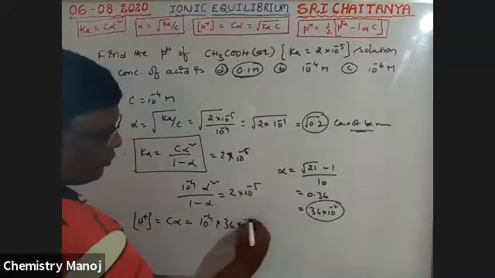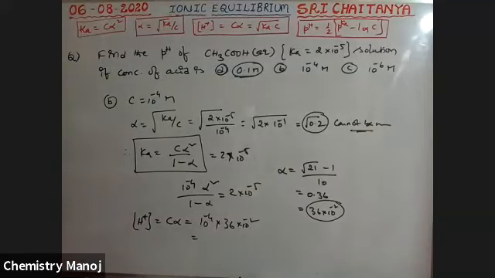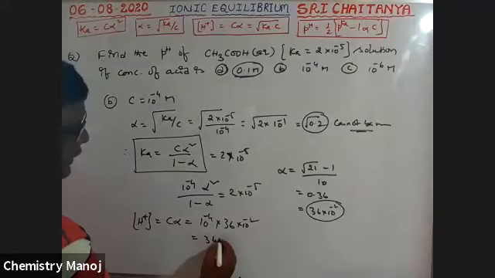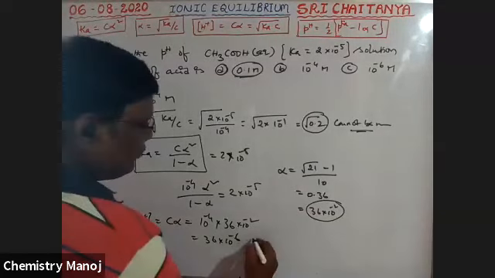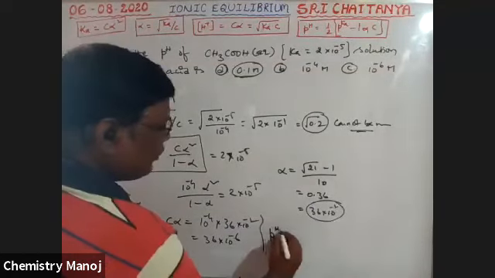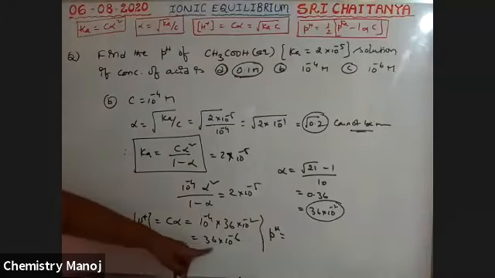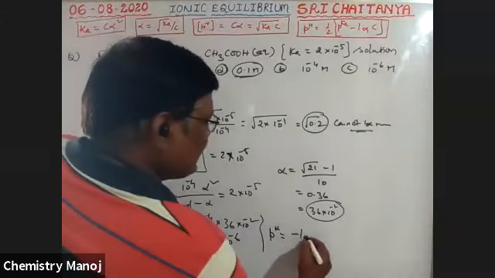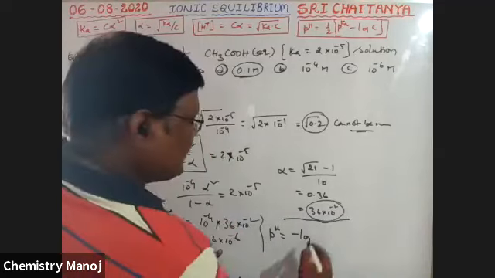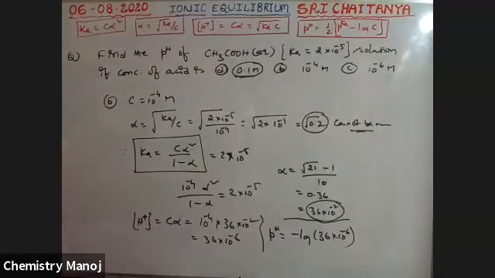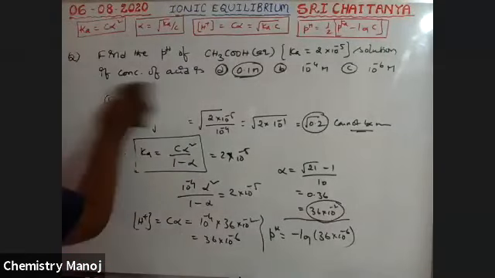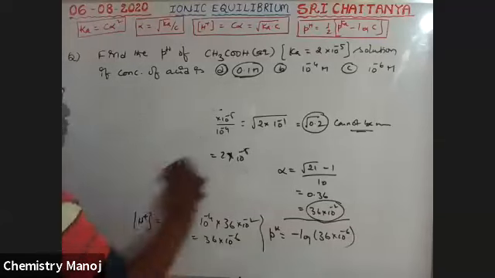36 into 10 power minus 2, which is equal to 36 into 10 power minus 6. Therefore pH is equal to minus log H plus, minus log 36 into 10 power minus 6. A lengthy problem, sir, no doubts, it is for a weak base.